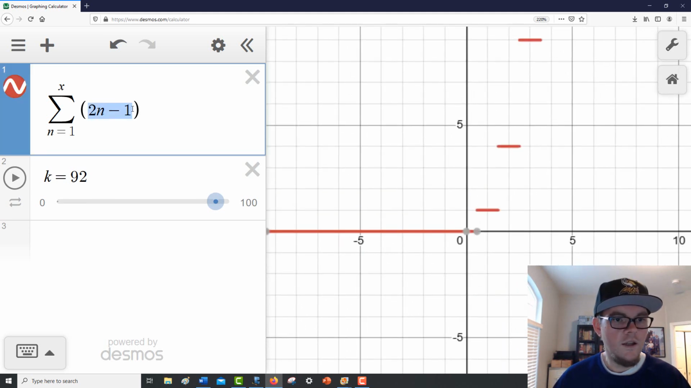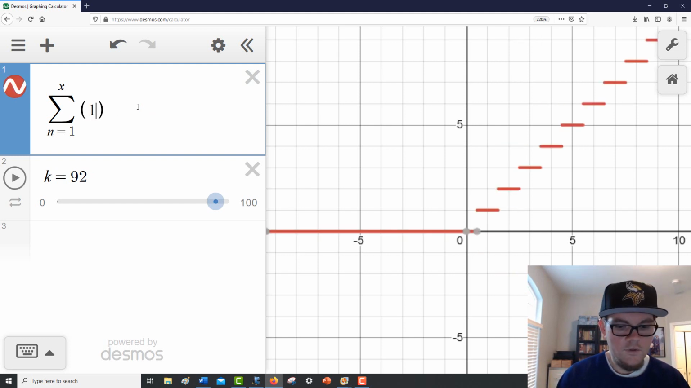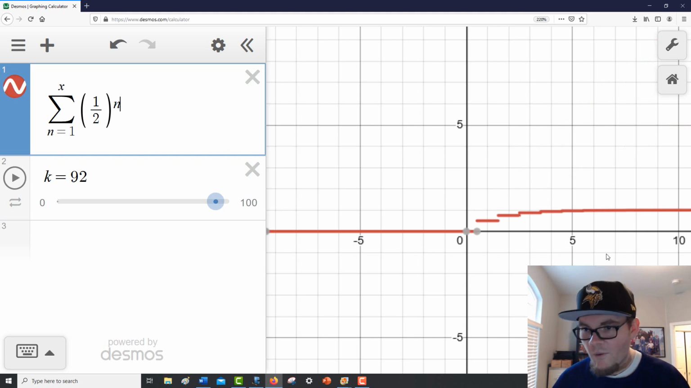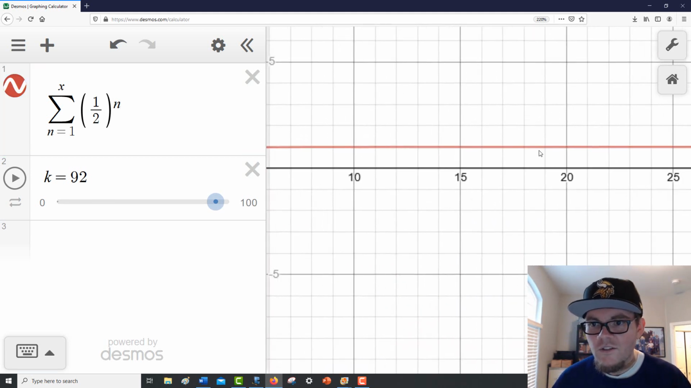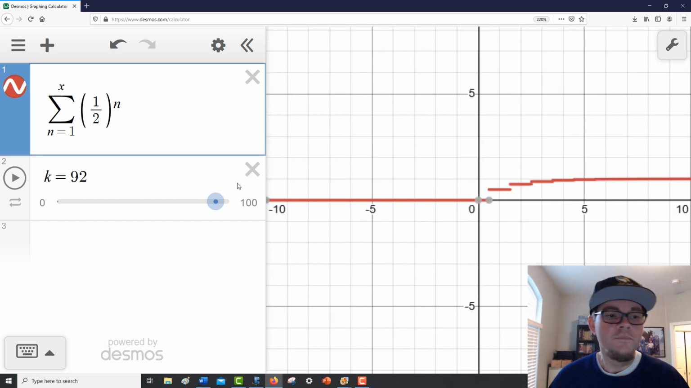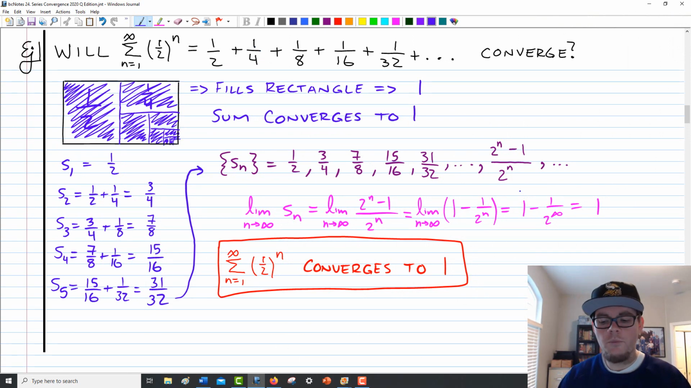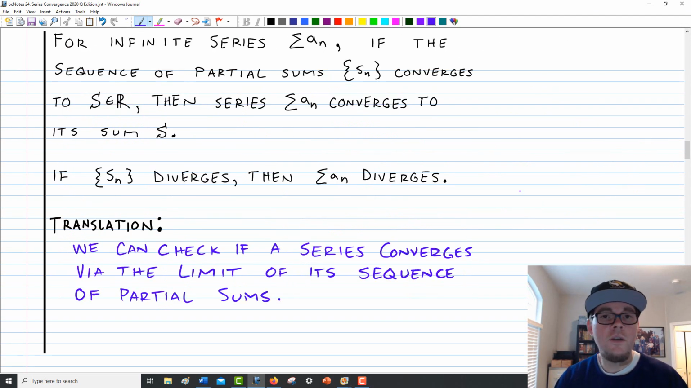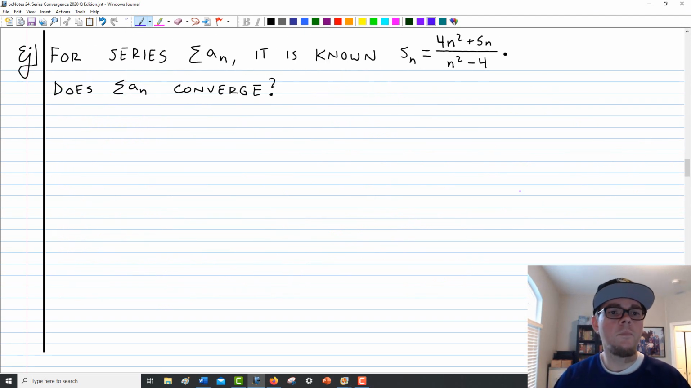On the other hand, 1/2 to the n. Look at how that one flattens out. Just like we said, it looks like it's approaching something, and it does look like it's approaching 1. So having seen that, just kind of an interesting thing to note. Supports our work with these sequences of partial sums here. Shows us how valuable it is.